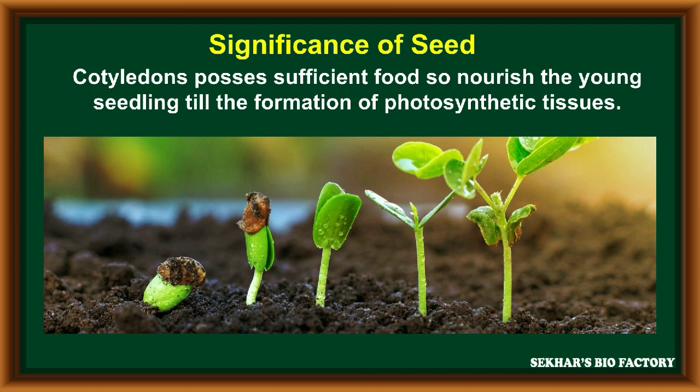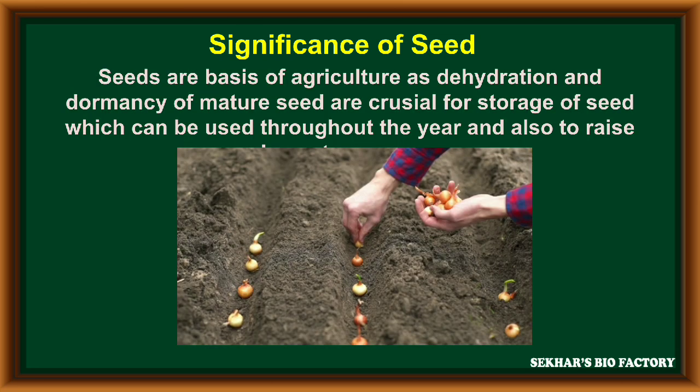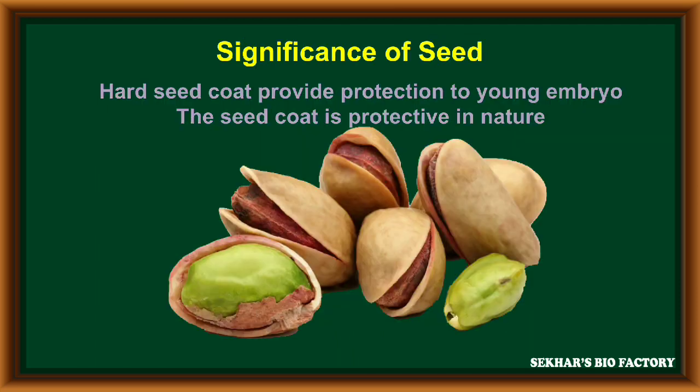The cotyledons present in the structure of a seed nourish the young seedling until it performs photosynthesis. Seeds are the main basis of agriculture. With the help of dehydration and dormancy of the matured seed, it is possible to store the seeds throughout the year and also to produce the next generation. The hard seed coat present around the embryo protects the embryo from various factors. That means the seed coat is protective in nature.